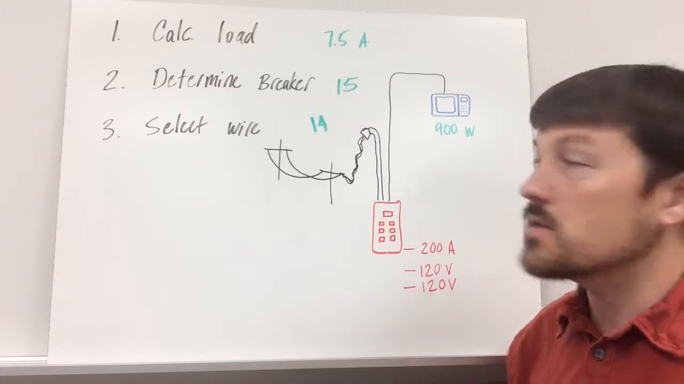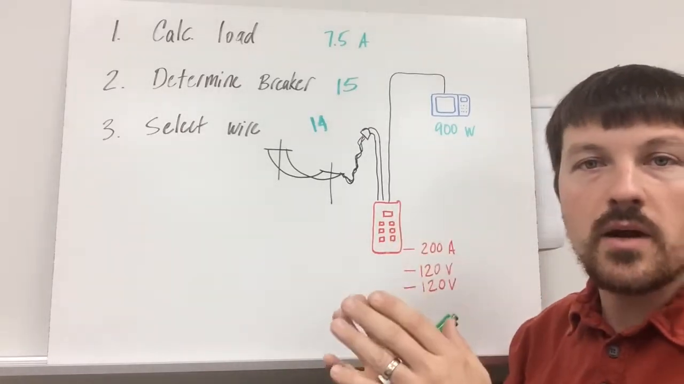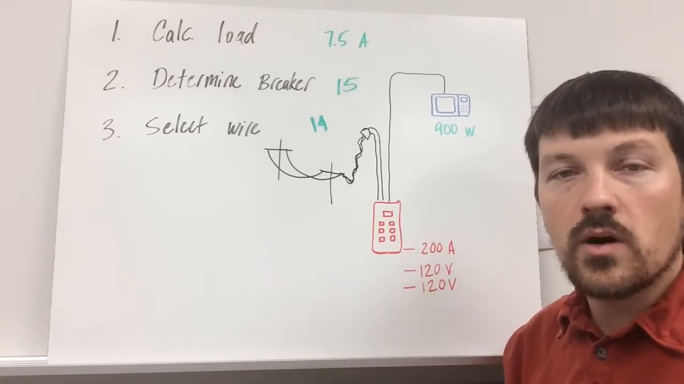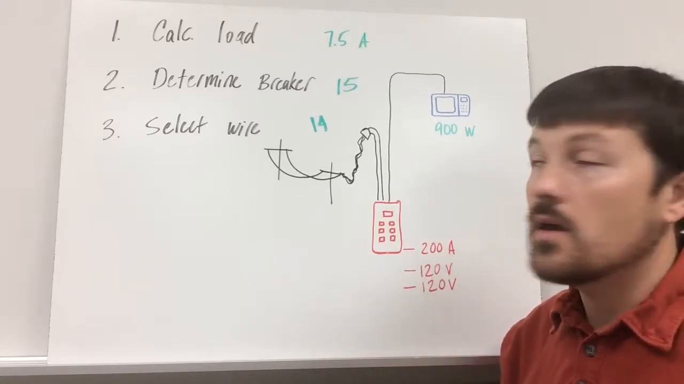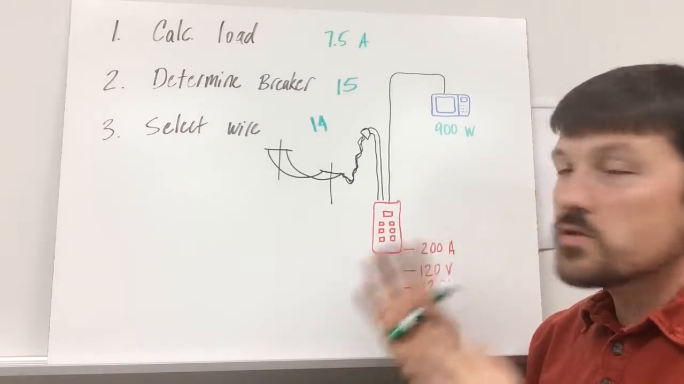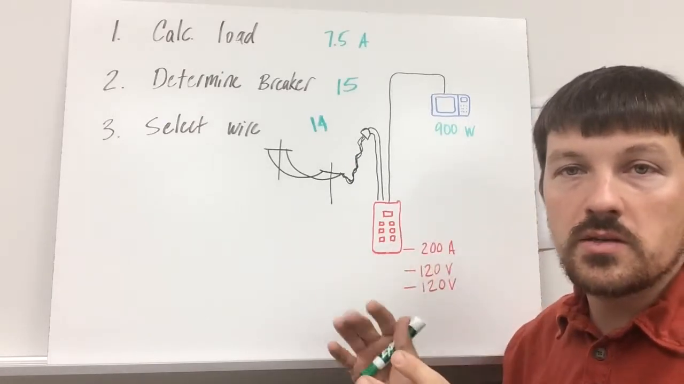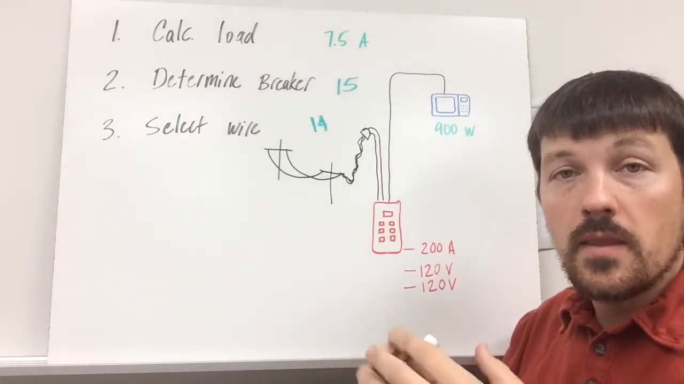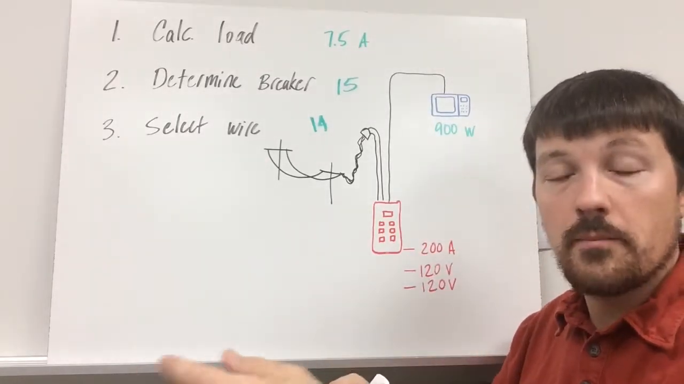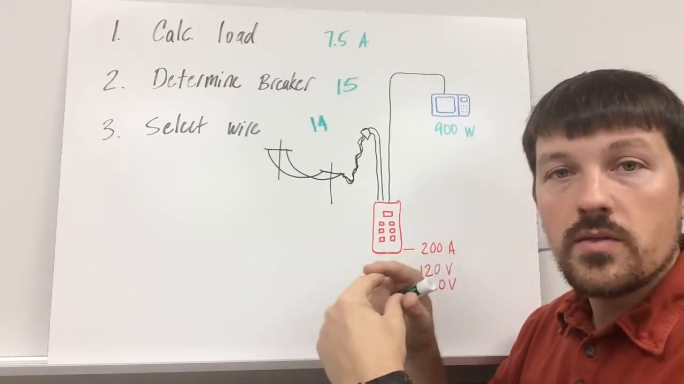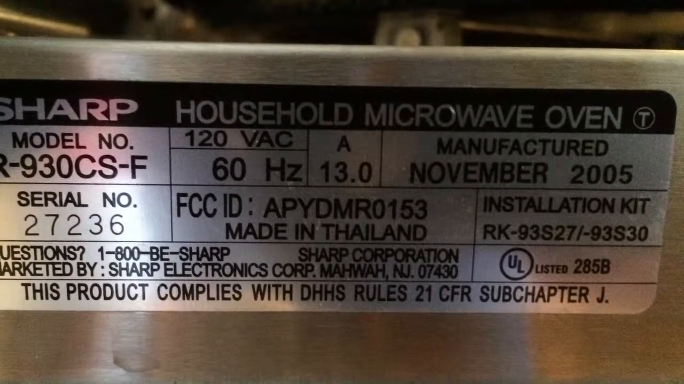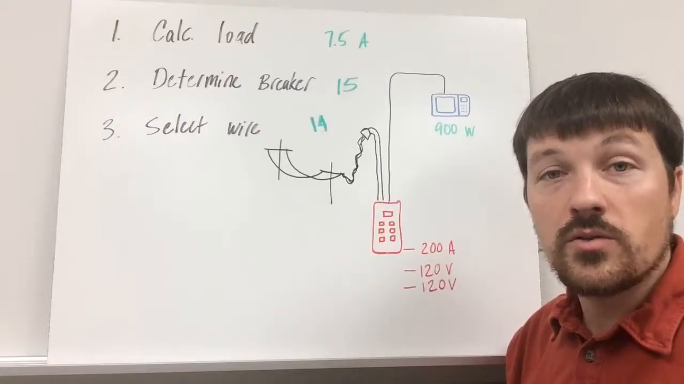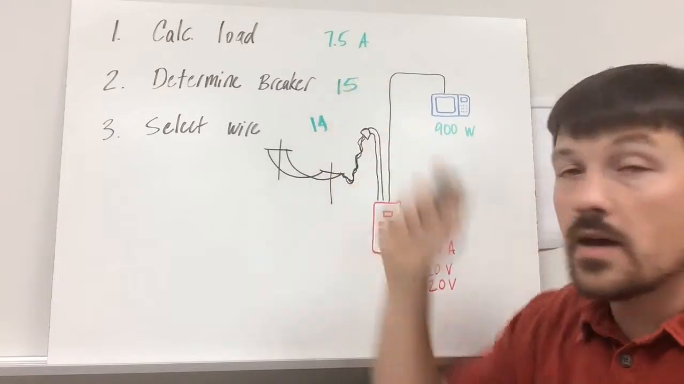This is a very specific example. It's for this exact microwave. I looked up that microwave and saw that it was 900 watts. That's how much power it's consuming. If we ever change the microwave, this is all going to change. Also, I looked it up online, and that's what it said online. But the card on the microwave itself told us how many amps it was going to draw, and it said 13. So that is different than what I got.